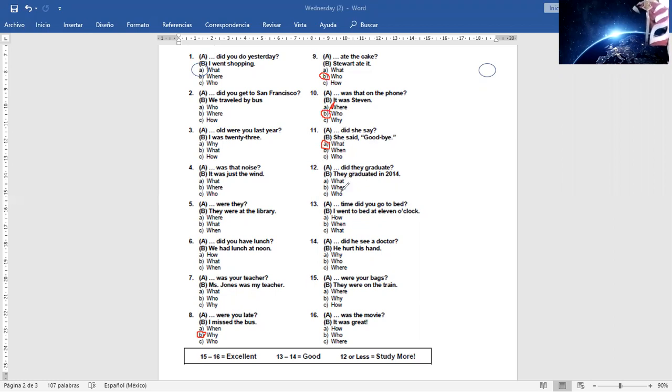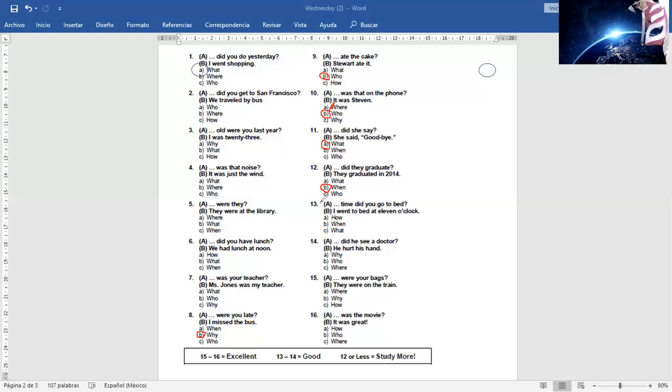Okay, number 12: what, when, or who did they graduate? They graduated in 2014. So the answer is when. When did they graduate? They graduated in 2014. Se graduaron en 2014. ¿Cuándo se graduaron? When did they graduate? They graduated in 2014.